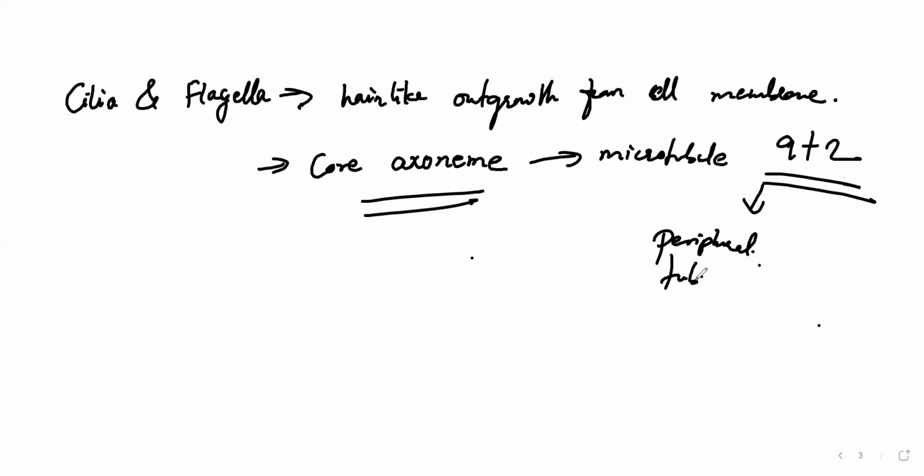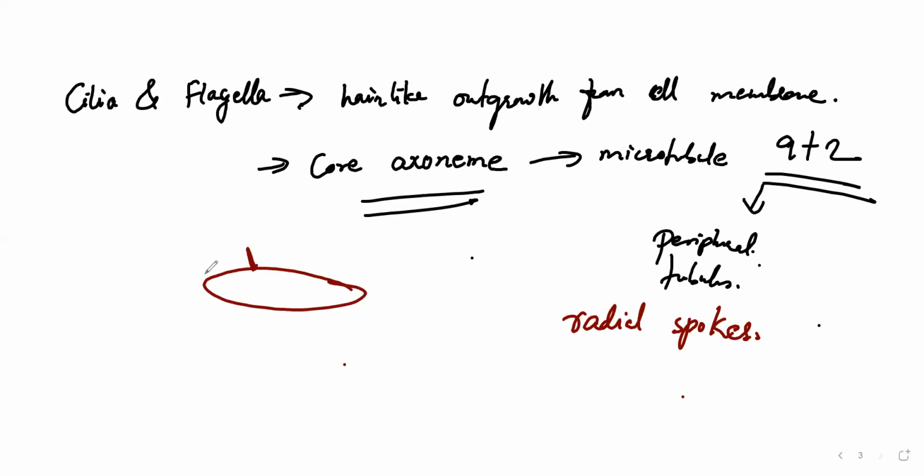So they will be peripheral tubules. Okay, these are joined together by something called radial spokes. So whatever the 9 peripheral tubules are there, they are joined together by radial spokes. If you have one cilium or flagellum, the joining will be present in a double, or you can say it's a duplet.